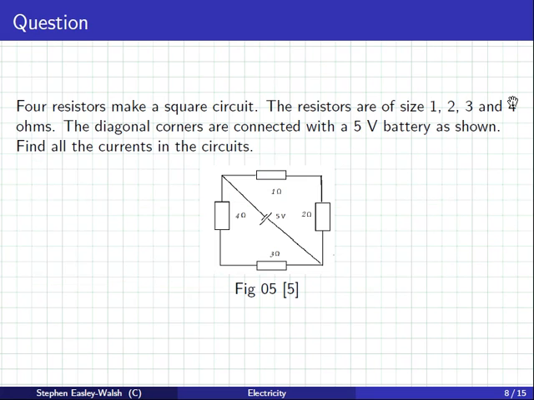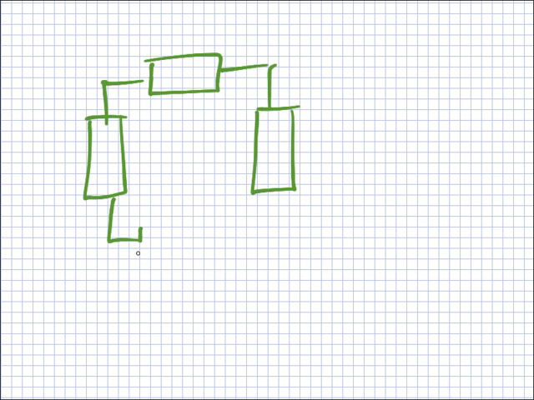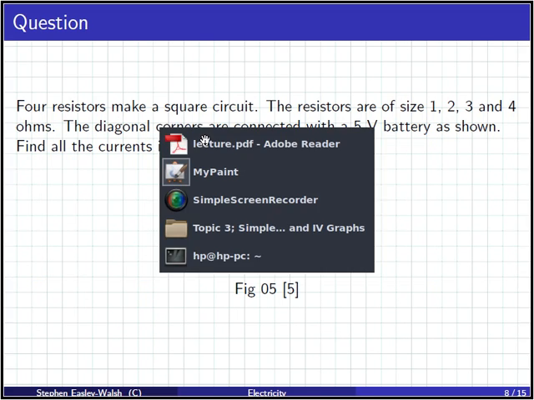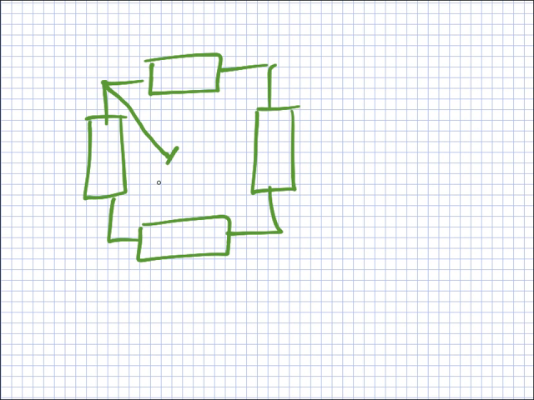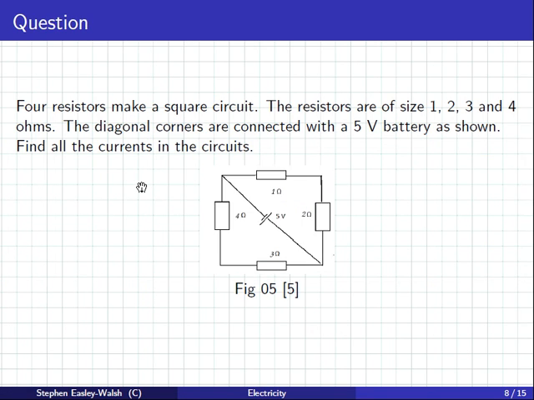Right. Let's have a look at an example. So I'll draw this again to make it a little bit clearer. You've got 4 resistors. One here, one here, one here, one here. And there's 5 volts in the middle here. So this is 5 volts. And this is 1 ohm, 2 ohms, 3 ohms, and 4 ohms. Okay? And my question is, find the current.